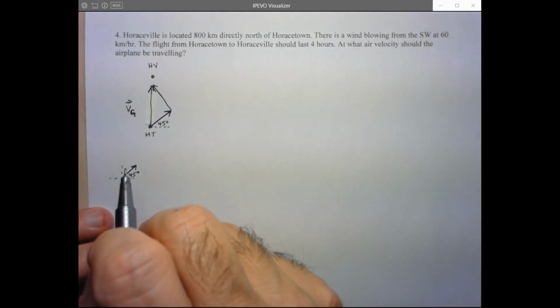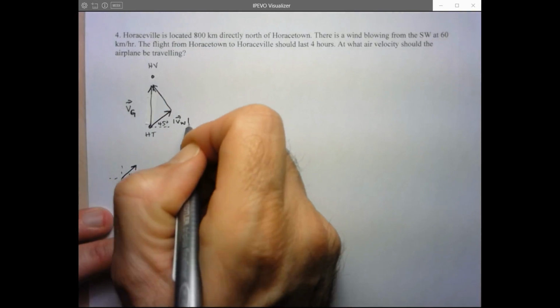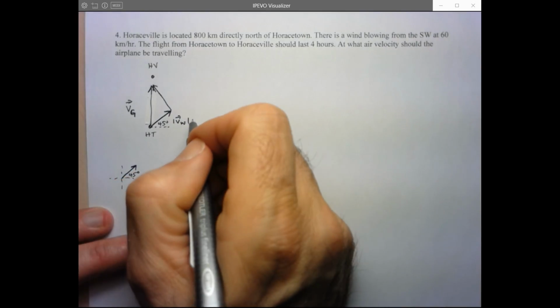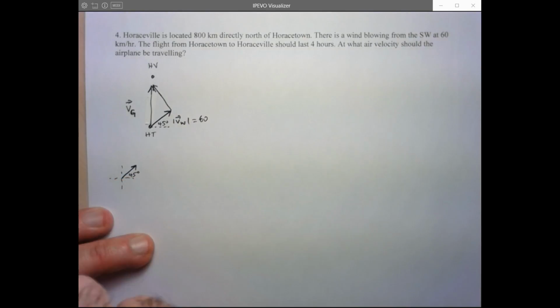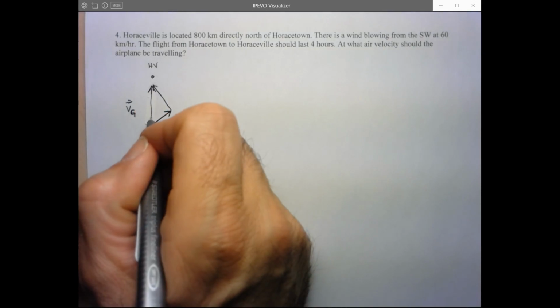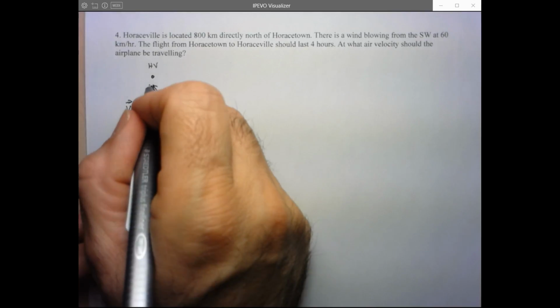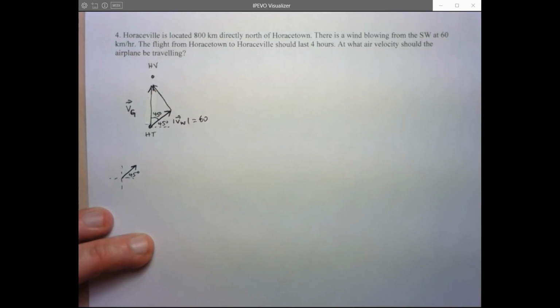Okay, so let's put in the information that we know. We know the velocity of the wind; its magnitude is 60 kilometers an hour. Well, we have this angle inside the triangle, because this is going straight north. If that's 45 degrees, that'll be 45 degrees. And what else do we have?